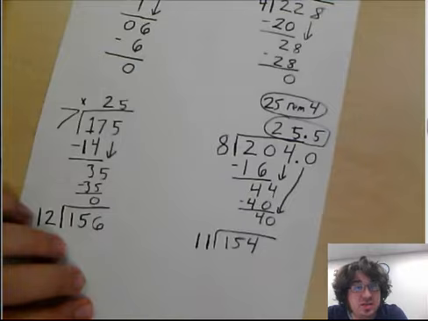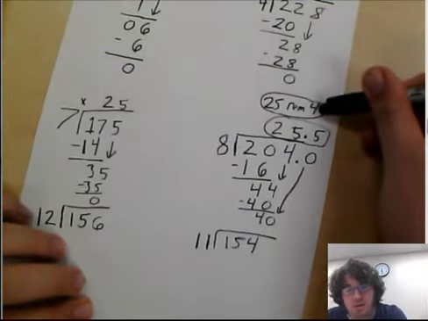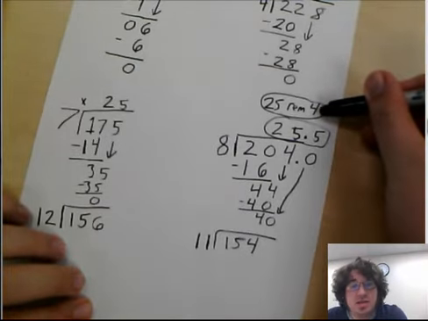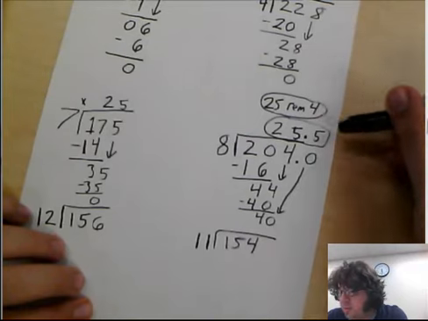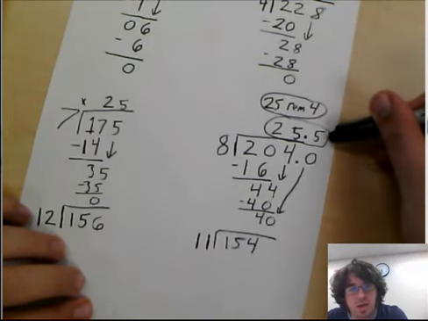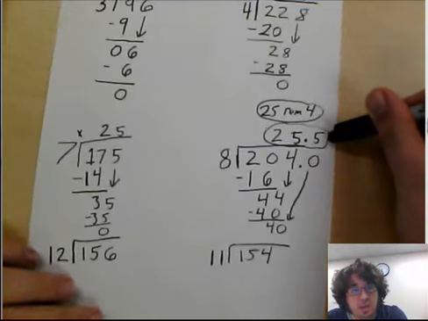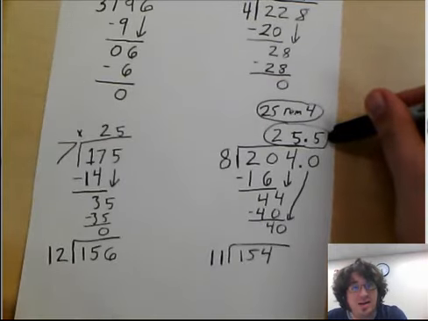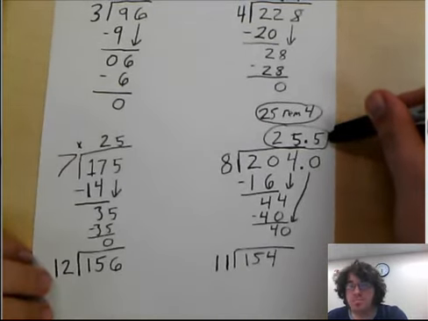If it's asking specifically for a remainder, go here. If it doesn't say give me a remainder, go here. Okay? It's better to write it out and go to the decimal than not. But if you're asked for a remainder, just give that.